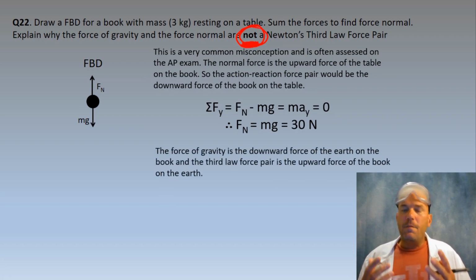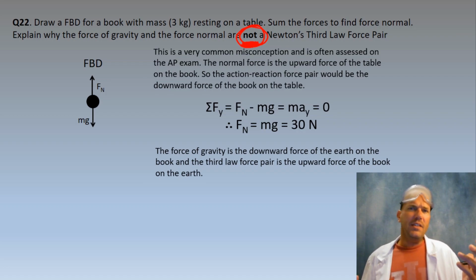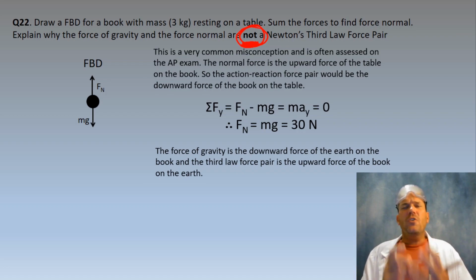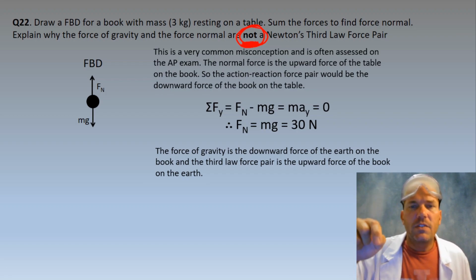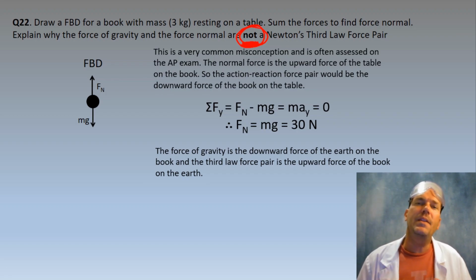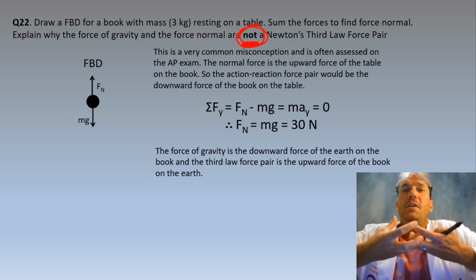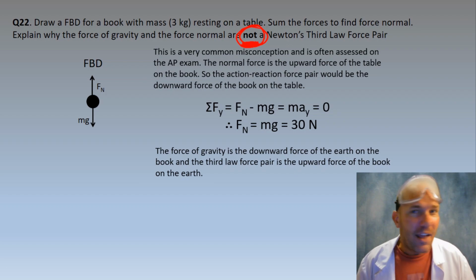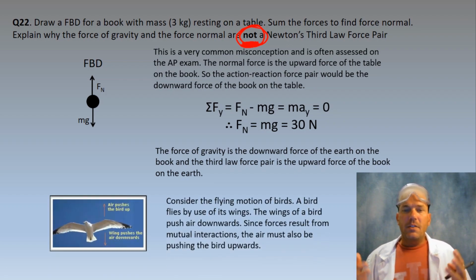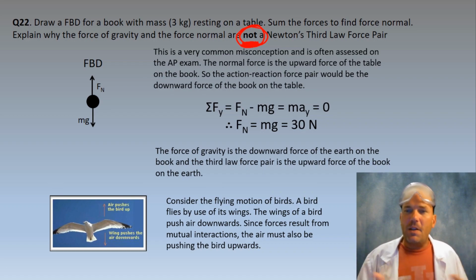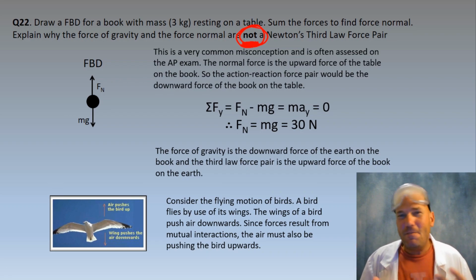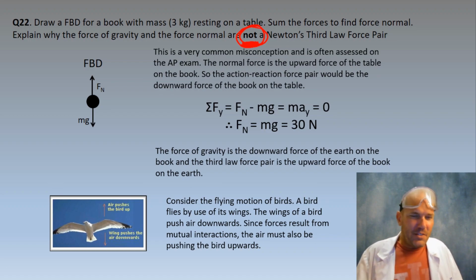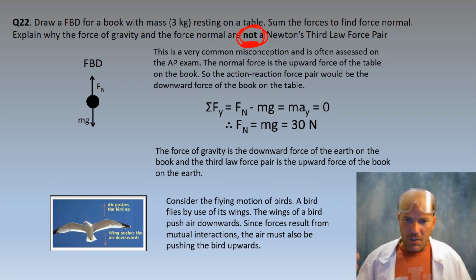Okay? The force of gravity is the downward force of the earth on the book. So the third law force pair in that case would be the upward force of the book on the earth, not force normal. Okay? So here's another example to help you with that. A bird flying. Okay, and there's a problem coming up where we're looking at some insects that are flying in a jar. Consider this motion here. So a bird is using its wings, and the wings push air down.